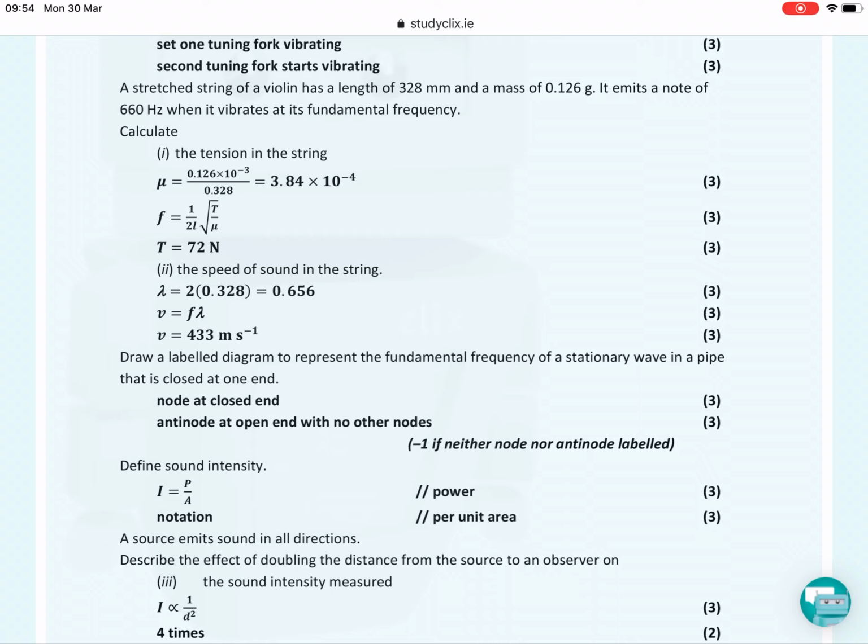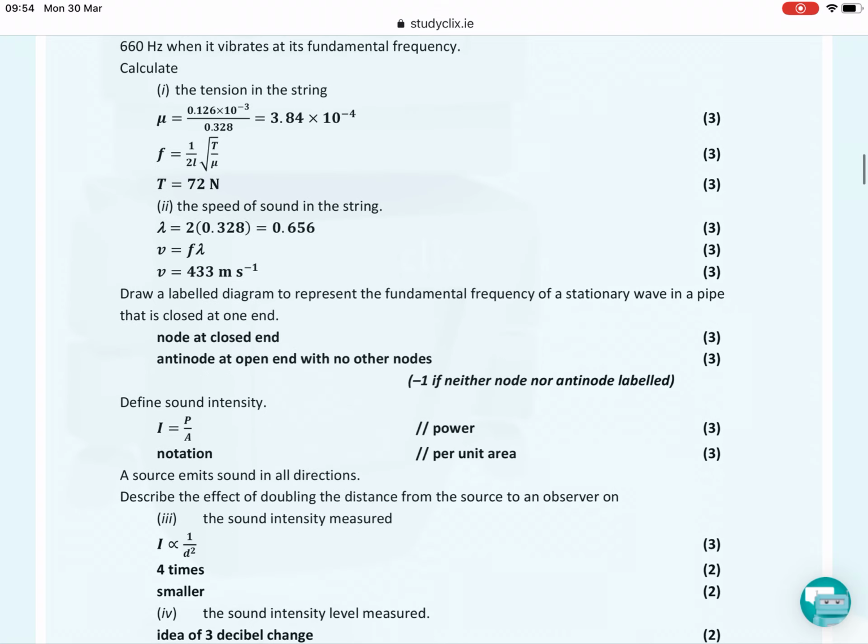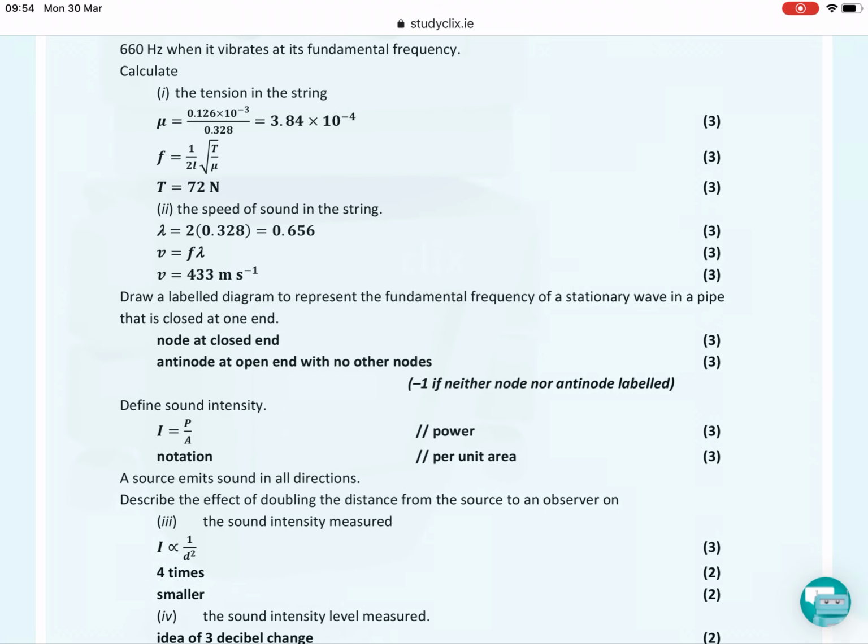There's no other nodes. You can see there we've got minus 1 if neither node nor antinode is labeled, so you have to write or draw them. I'll draw a quick diagram of that and pop it up with the video post.